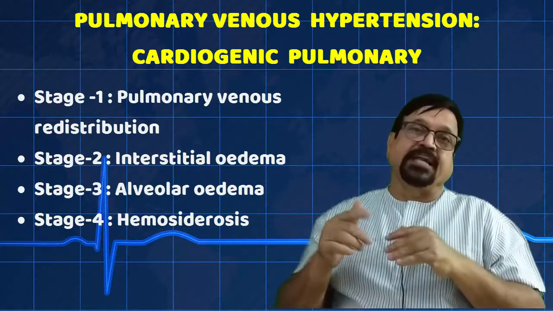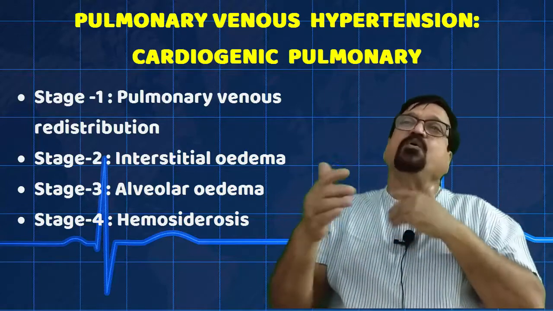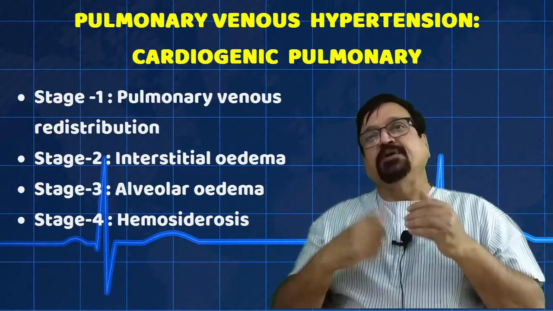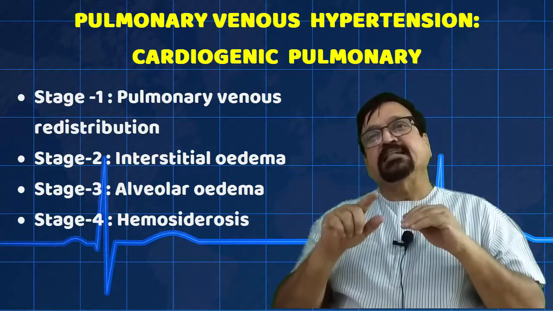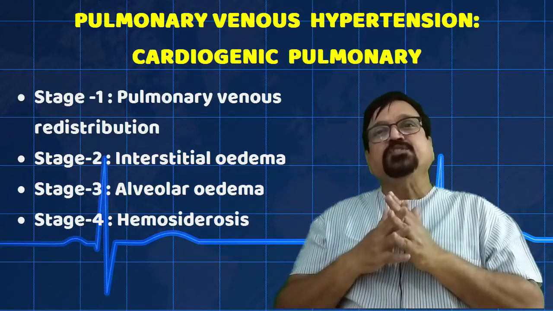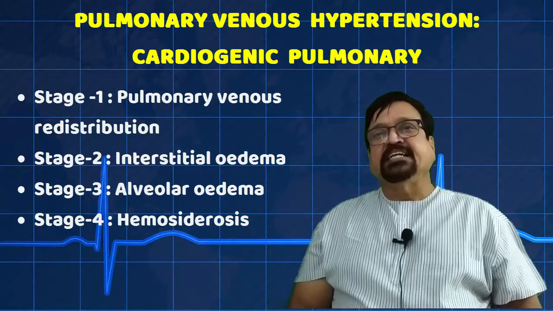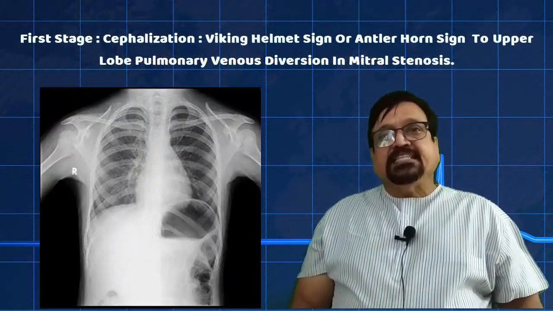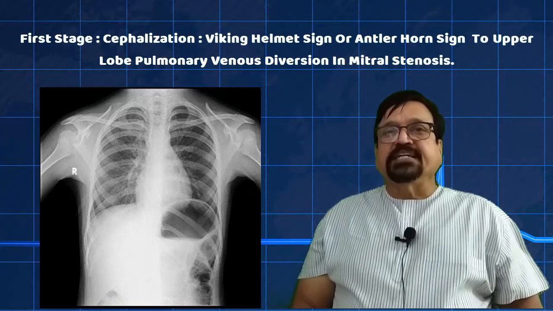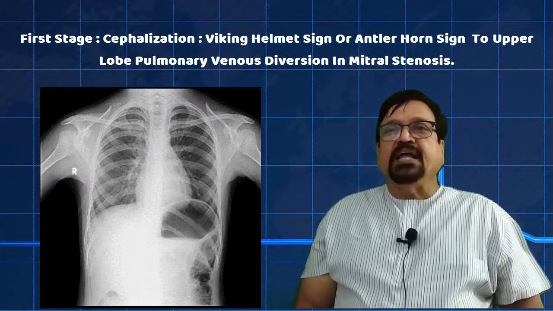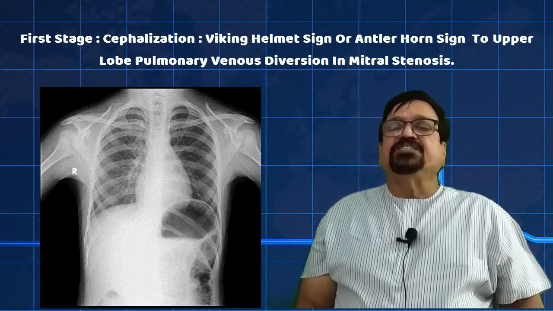Now, third is alveolar edema. Once it is more than it accommodates, then it starts oozing out into the alveoli. So that is the alveolar edema. Hemosiderosis is when the blood breaks down and it remains as a residue. In this first stage, what we have described is cephalization or Viking helmet sign or an antler horn sign.